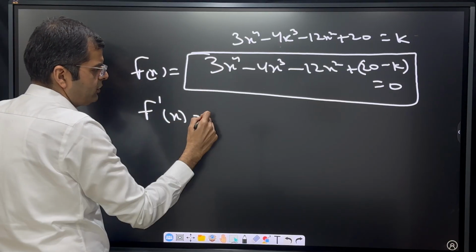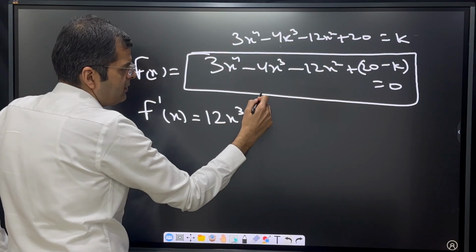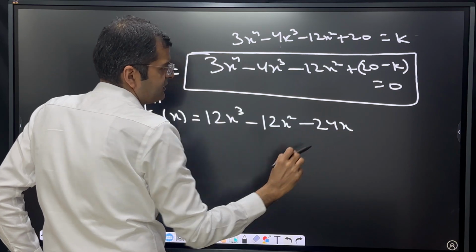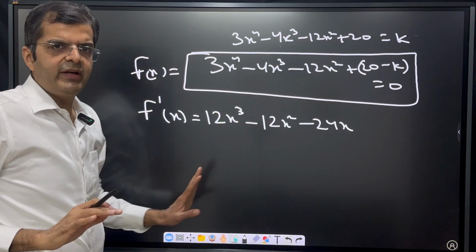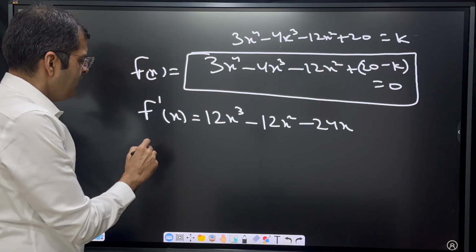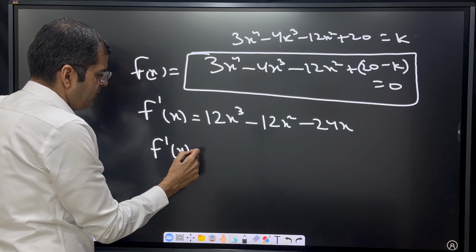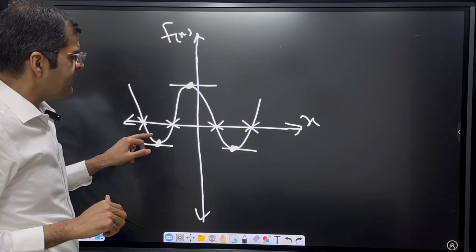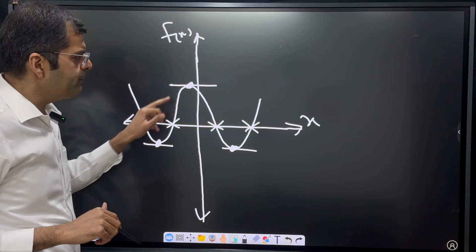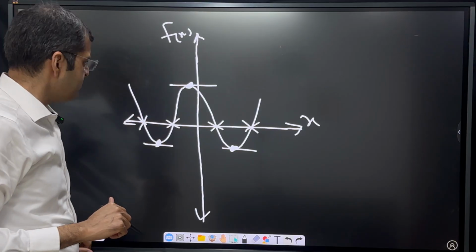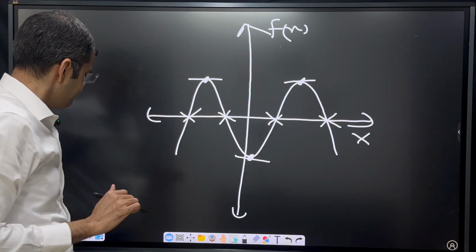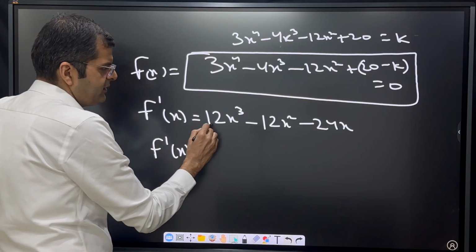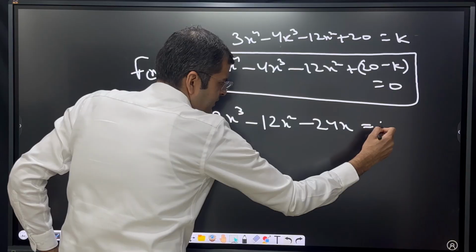f dash x will be 12x cube minus 12x square minus 24x. This is f dash x. D by dx of 20 minus k will be 0. Now f dash x is 0 at 3 distinct places, because I will get the slope to be 0 at 3 places in this case as well as in this case. So at 3 distinct places, f dash x is 0. If I put f dash x as 0, what do I get? I get this is equal to 0.